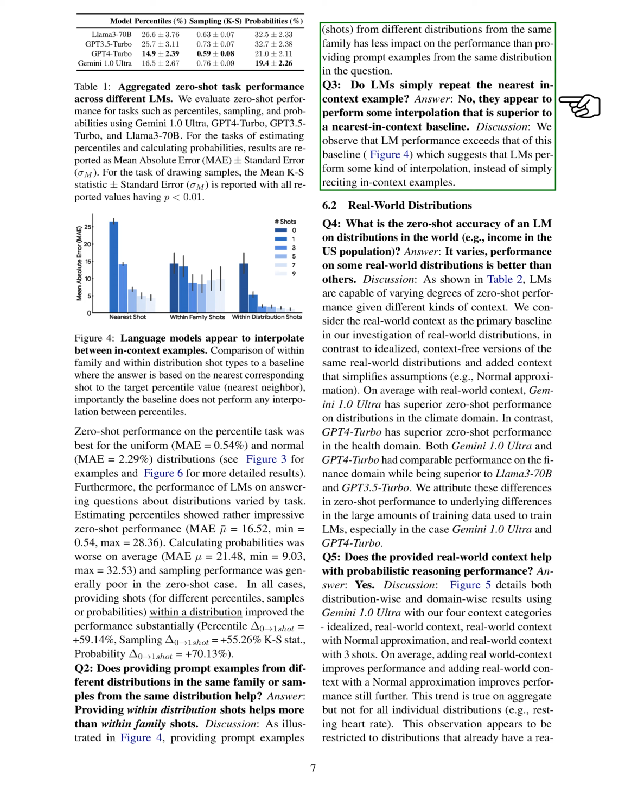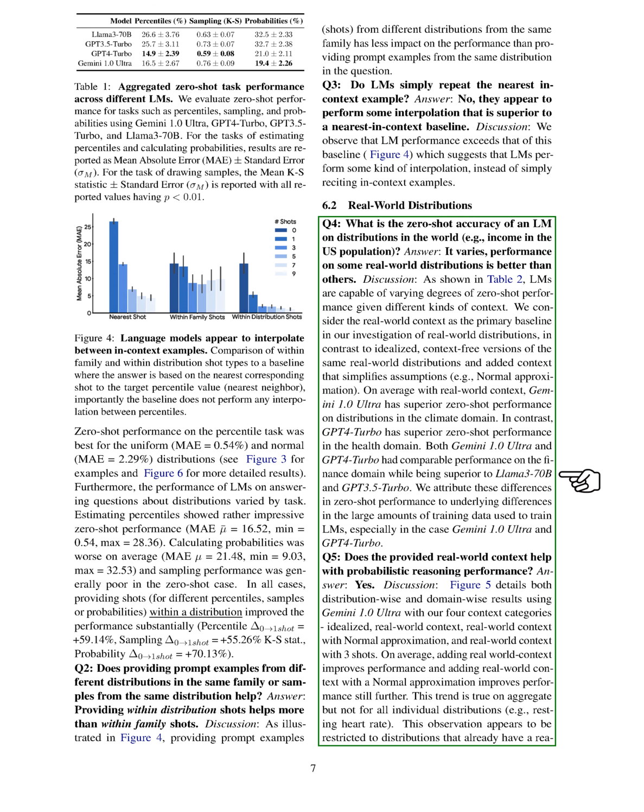Moving on to real-world distributions, we examined how well LMs can handle distributions found in the real world, such as income in the U.S. population. We observed that LMs showed varying levels of performance depending on the context. For instance, Gemini 1.0 Ultra performed better in the climate domain, while GPT-4 Turbo excelled in the health domain.